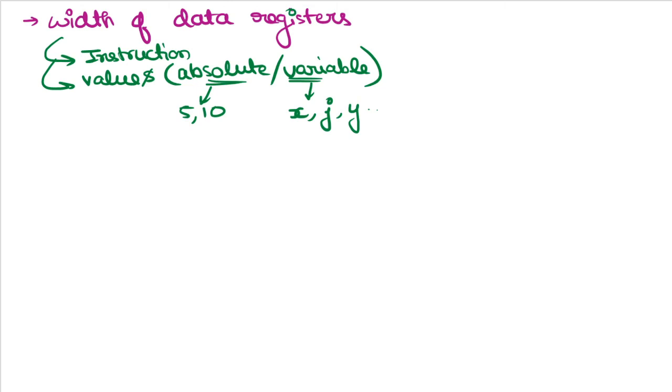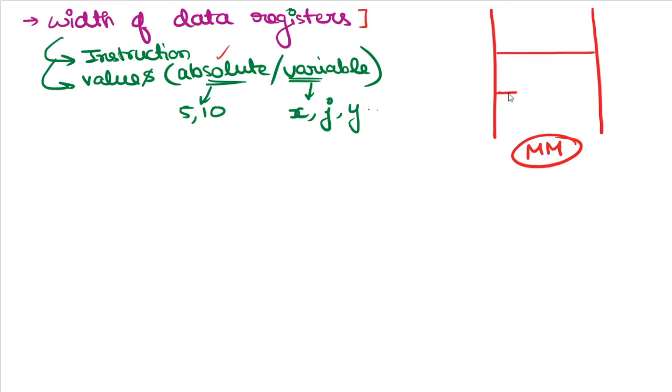Now the question comes: if the data register stores instructions and values, where does it get them? We also discussed this. Instructions and values are present in main memory. We have this entire process, and this process contains what? Instructions and data.